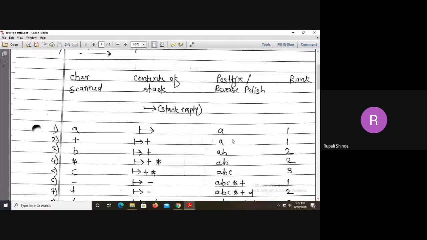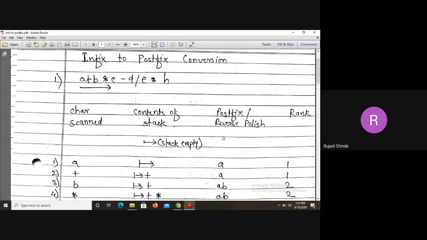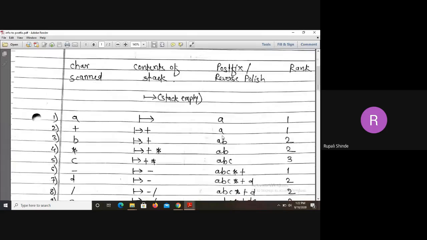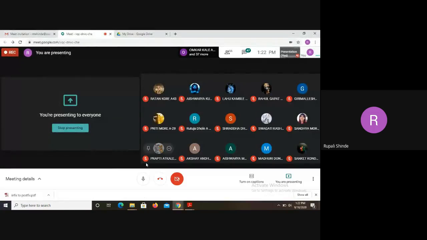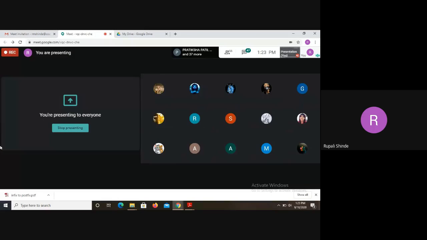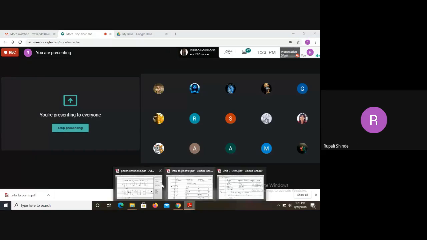Whatever example we saw in the last lecture, I have repeated the same example here. Just let me know, have you understood this? Because the next example you have to solve. Yes, ma'am. Okay, fine. So now for the next example.